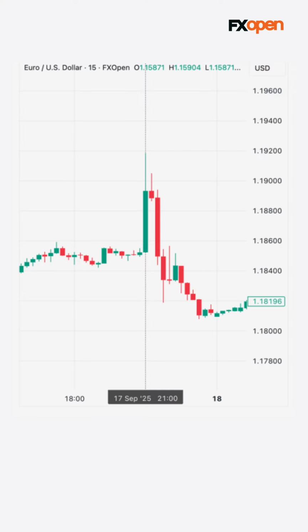Now, if the Fed does signal a little bit of hesitation about further cuts, the US dollar could find some short-term support. Now, last time the Fed cut rates was back in September, and again it was priced in, but the US dollar did weaken slightly.